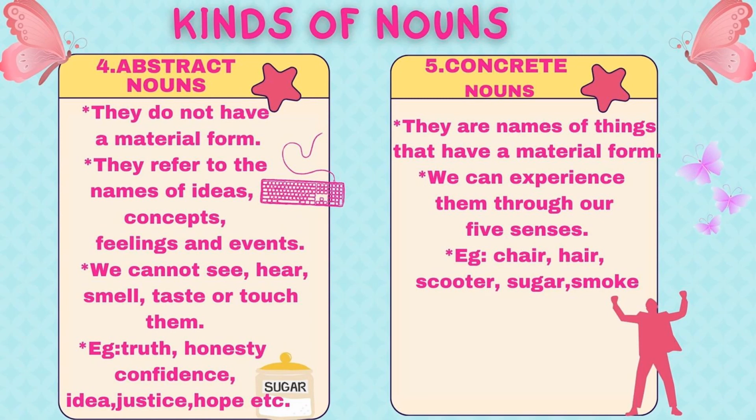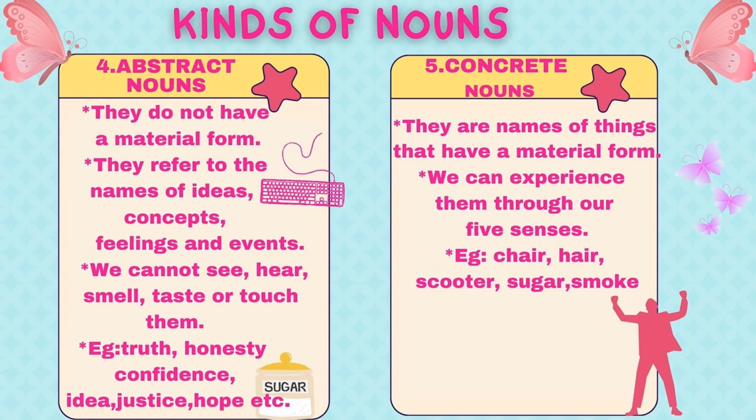So if those things are having a material form, then obviously we can experience them through our five senses. Okay, so you may be able to see it, or hear it, or smell, taste or touch. And these all are examples of your concrete nouns. Chair, obviously you can see it, you can touch it. Hair, scooter, sugar, smoke.